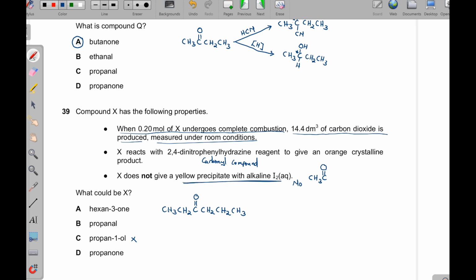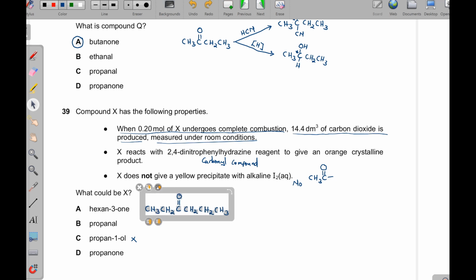This one is not going to give a yellow precipitate. Why? Because it doesn't have the CH3 connected to the carbonyl. You get it? So that one is okay, and it will give a positive test with 2,4-dinitrophenylhydrazine.